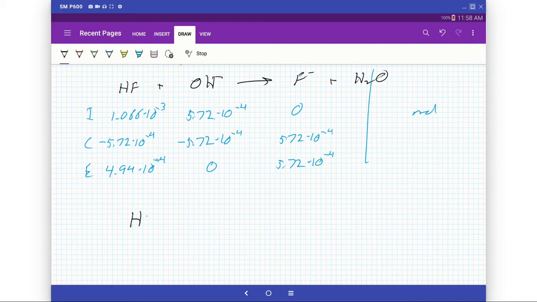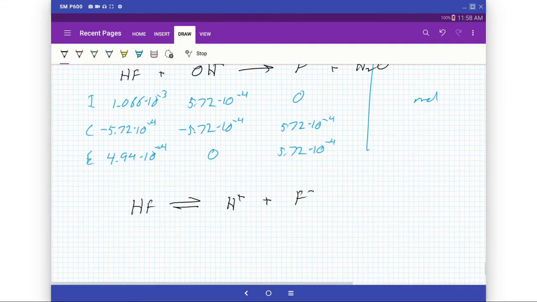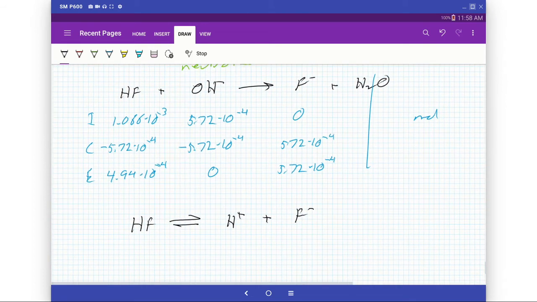We still have an equilibrium that we need to worry about. We know that HF is in equilibrium with H plus and F minus. And there was a question. Go ahead, Afrin. Can you repeat why we're before the equivalence point? Sure, not a problem. So why are we before the equivalence point?